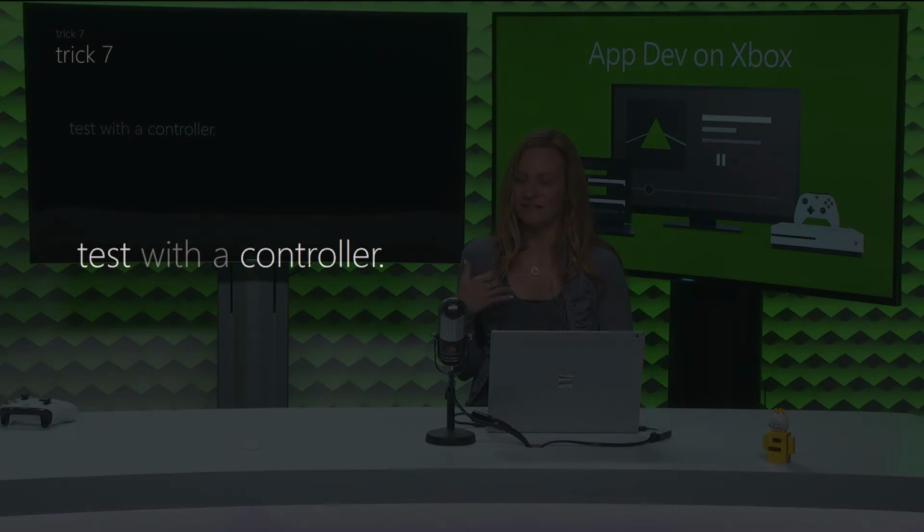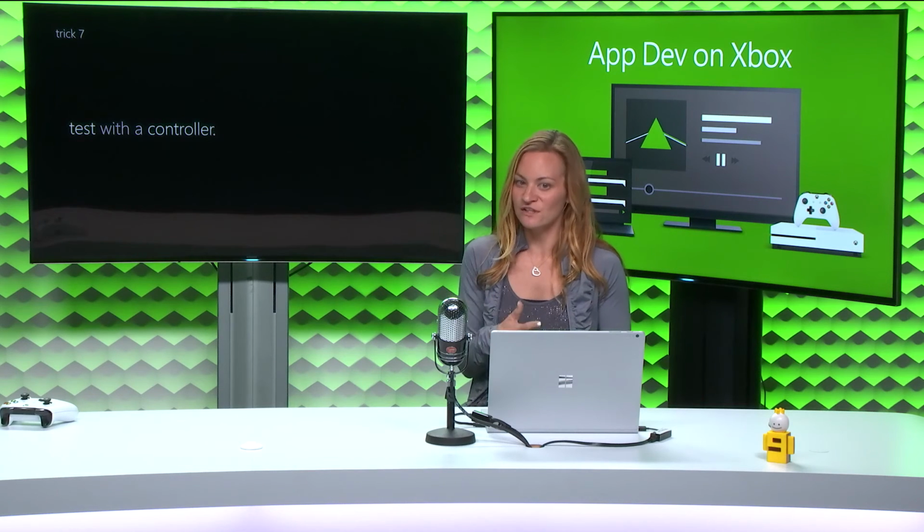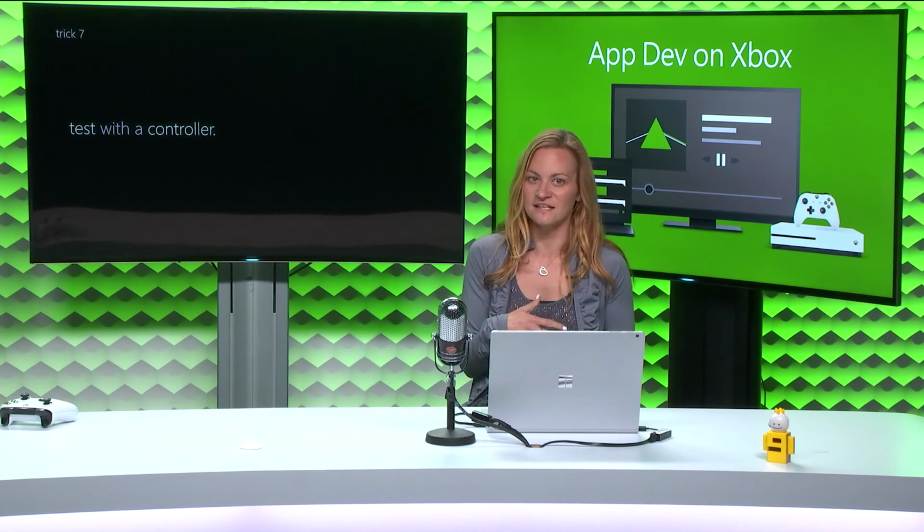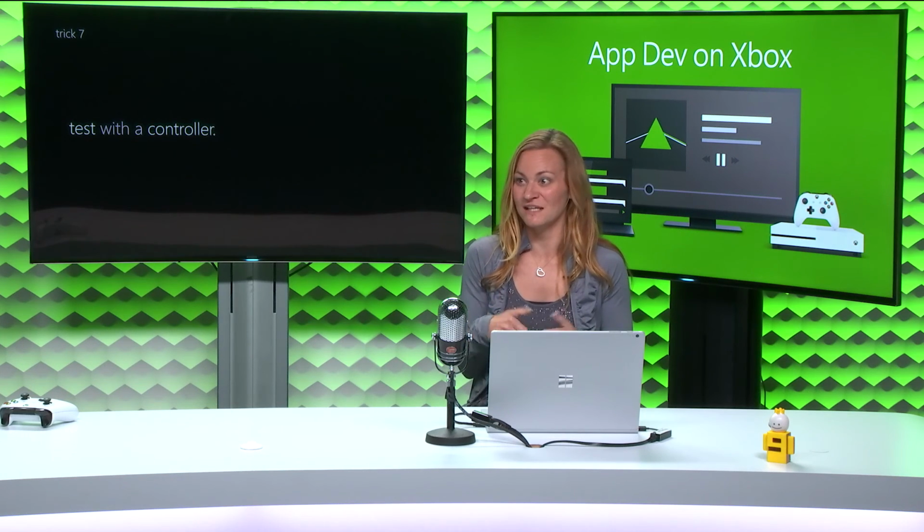And then trick number 7, test with a controller. Just make sure, can you move around easily? Can you get where you need to? And then if possible, rearrange different elements and controls to be optimal for the controller. It will just make your experience that much better. You can also test, as I had mentioned about the PC and controller, plugging your controller into your USB and actually see how it navigates through if you want to do that as well.